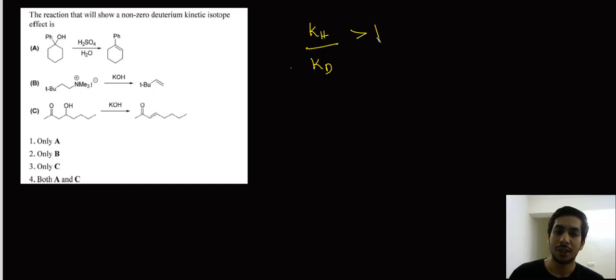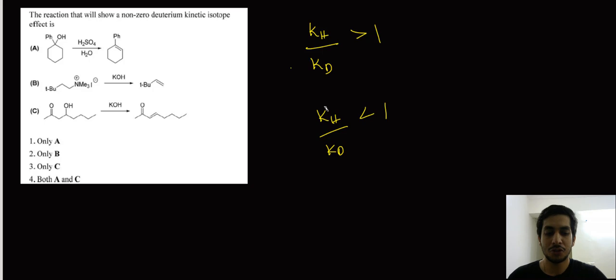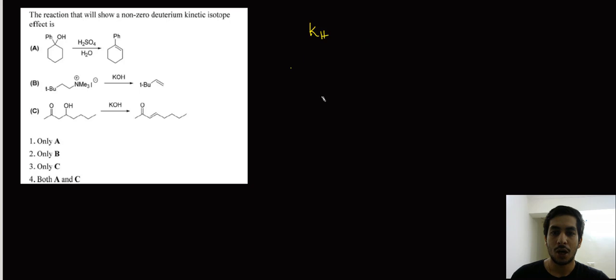Now if this value is greater than 1, then we say that it has some kind of effect, and if the kH upon kD value is less than 1, then we say it does not have any effect, right? So it is asking you about a non-zero deuterium kinetic isotope effect. Before we move on to that, let me discuss what exactly we mean by the deuterium kinetic isotope effect. Generally, since the masses of hydrogen and deuterium are very different, deuterium being almost double, the frequency with which the carbon-deuterium bond vibrates and the frequency with which the carbon-hydrogen bond vibrates are very different.